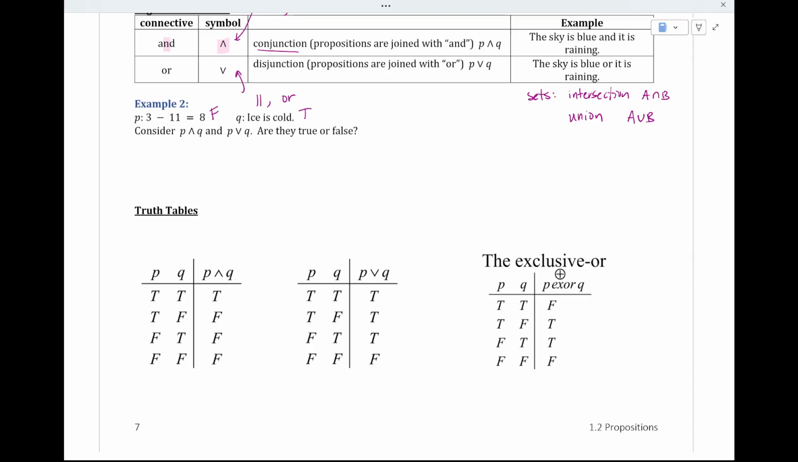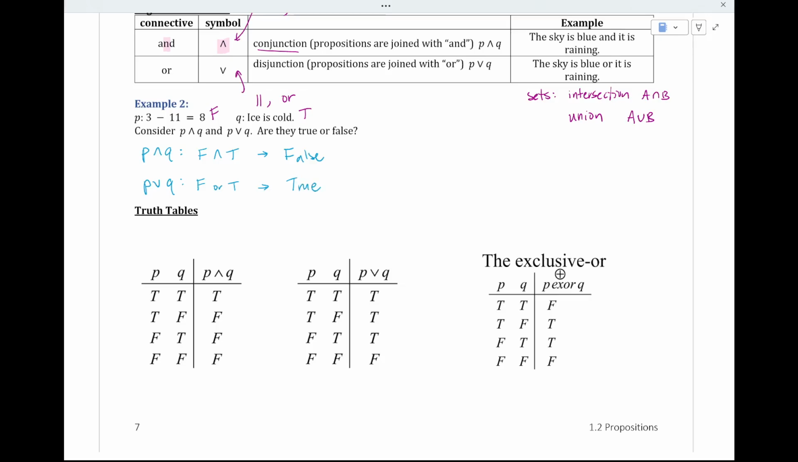Now I want to consider P and Q, and then I also want to consider P or Q. Are they true or false? P and Q. Let's see. P is false. Q is true. So false and true is going to be false. Let's look at P or Q. P or Q is false or true, and that is going to be true.